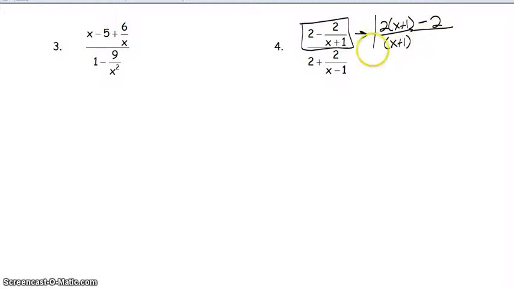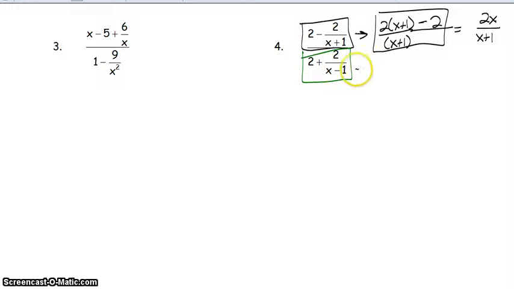So this is the top, and that simplifies to, you have to distribute the 2. So you get 2x plus 2 minus 2. So you get 2x over x plus 1. That's just the top fraction. Now let's do the bottom fraction.